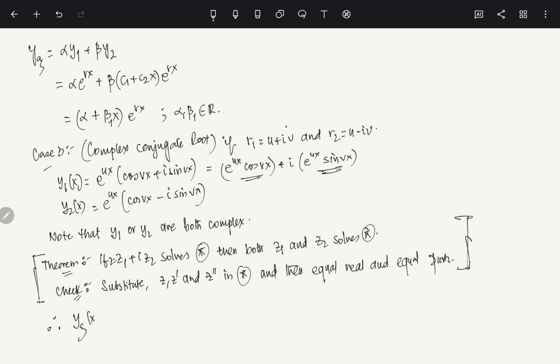the general solution yg of x can be defined as alpha times e power ux cosine vx plus beta times e power ux sine vx. Clear? So, if you want to write it properly, you end up with alpha times cosine vx plus beta times sine vx, times e power ux, right, and here alpha and beta are in R. I hope this is clear to you. And we are going to use the same sort of concept later also. Okay, so I want you to understand what is happening here.